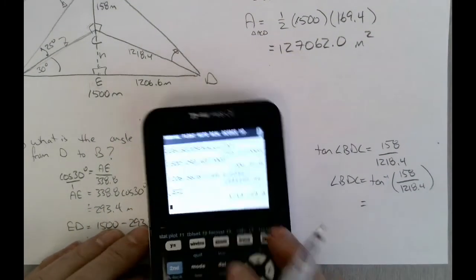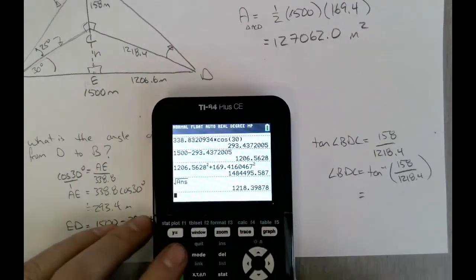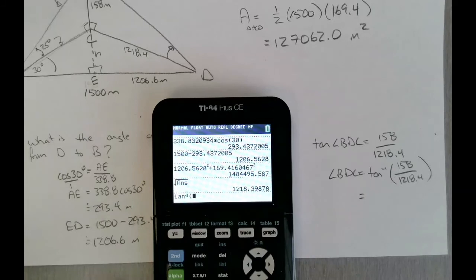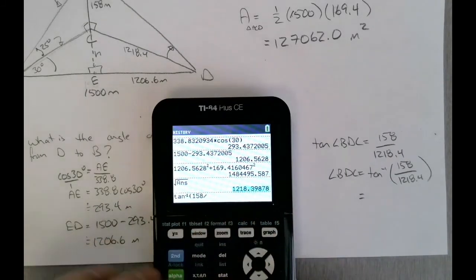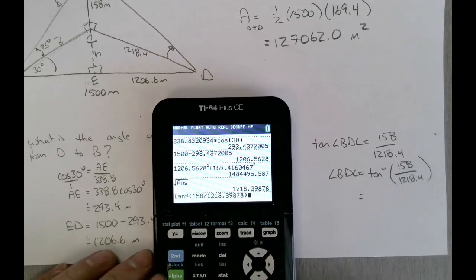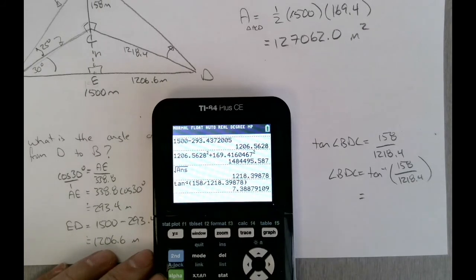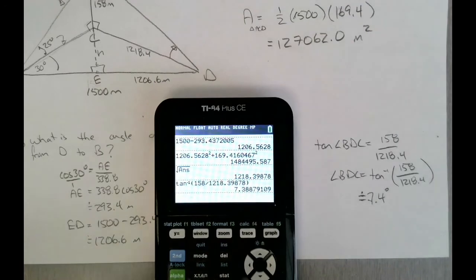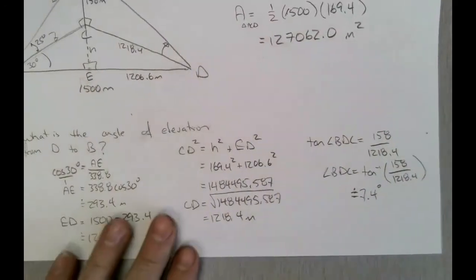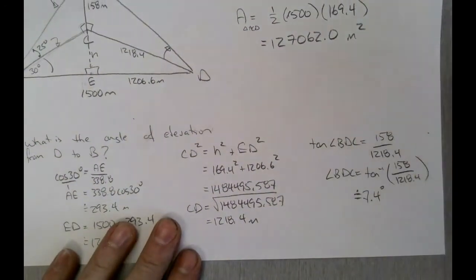And I'm going to go to my calculator. Inverse tangent of 158 divided by, and I'm going to go up and grab that number so that I reduce any kind of rounding error there. Press enter, and I'm getting approximately, let's say, 7.4 degrees. And that's the angle of elevation that we're looking for in this specific problem. Okay, there you go. Hope that makes sense.